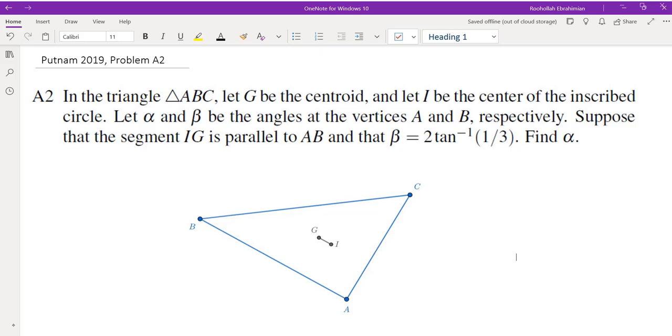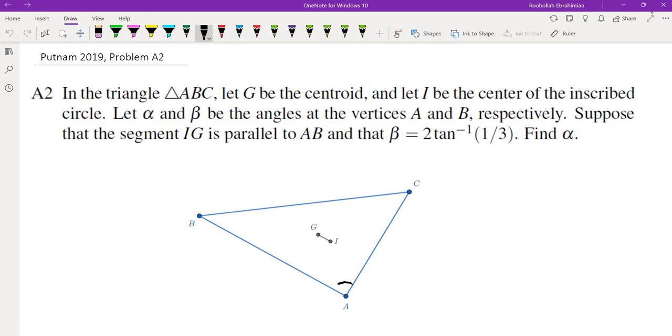In the triangle ABC, let G be the centroid and I be the center of the inscribed circle. Let alpha and beta be the angles at vertices A and B. So alpha is the angle at A, beta is the angle at B, and we are also told that the segment IG is parallel to side AB, and we want to find angle alpha, given that angle beta is twice tangent inverse of 1/3. Okay, so let's figure out how to solve this problem.